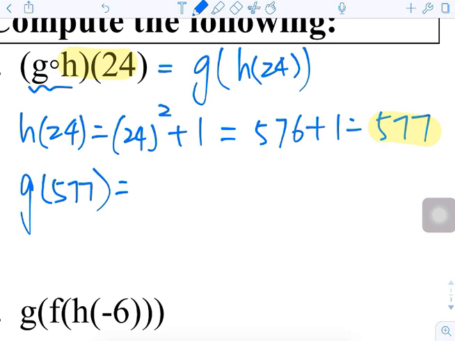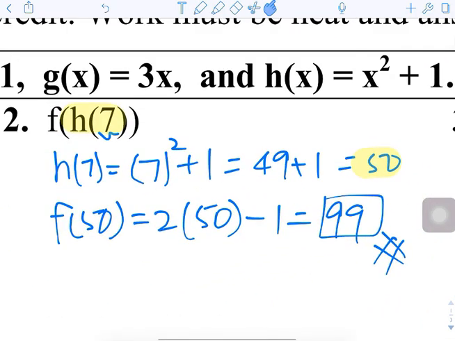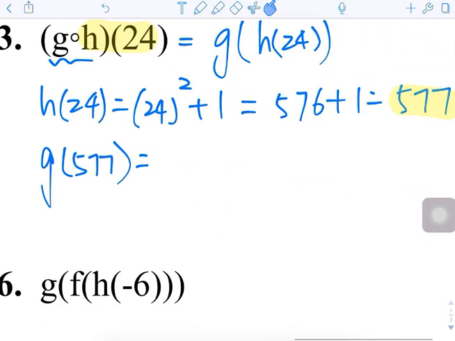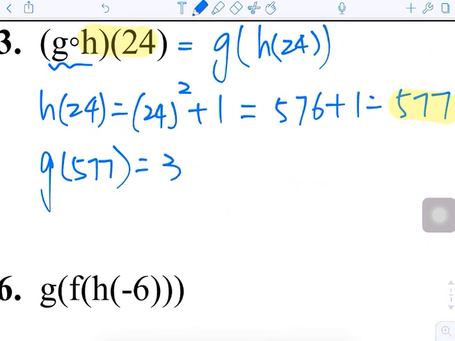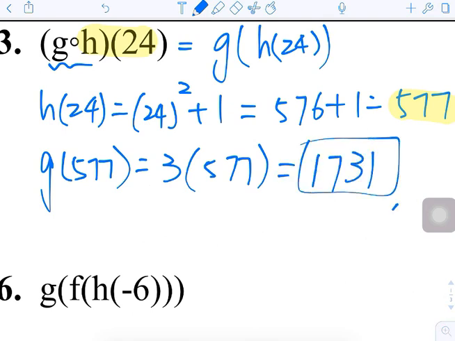Since I don't remember, let me go take a look. G is just 3x. So I'm going to go back, and then 3 times 577, which I will get 1,731. And that will be my answer.